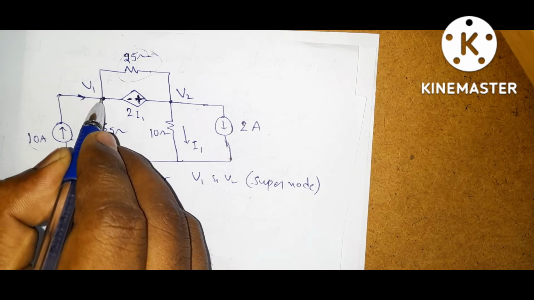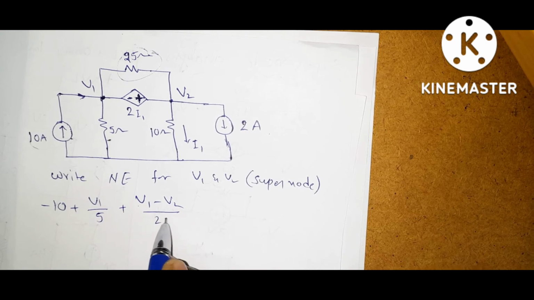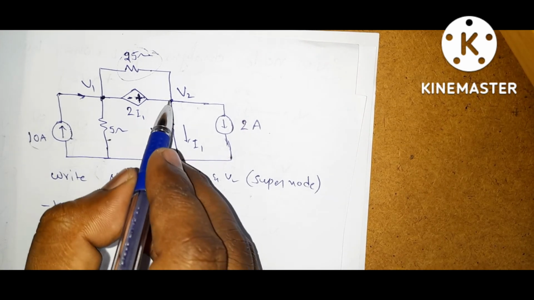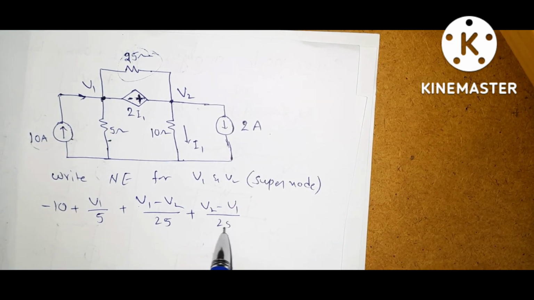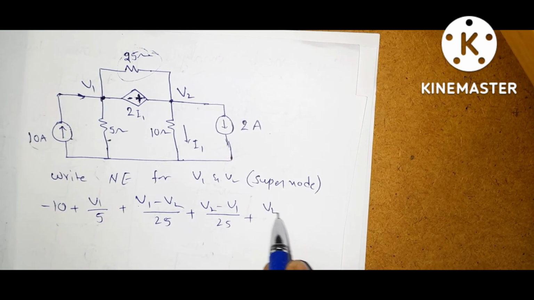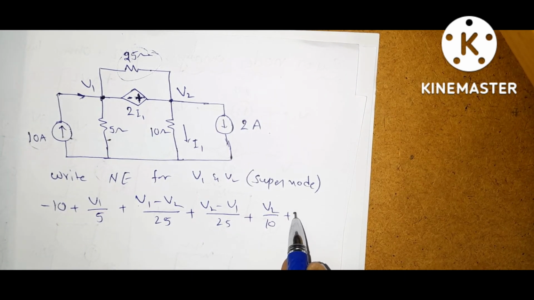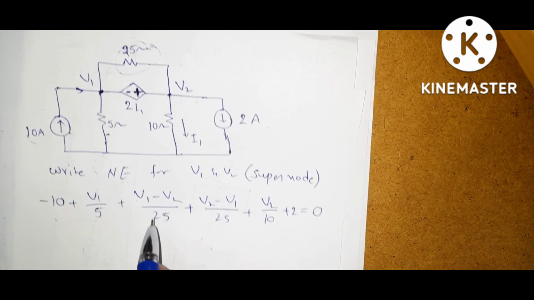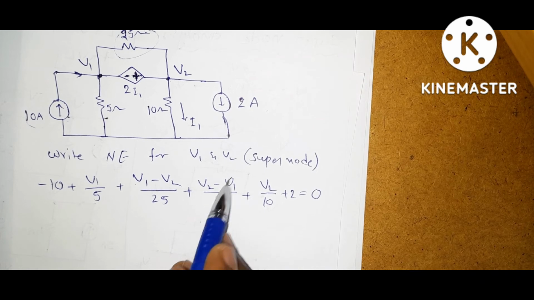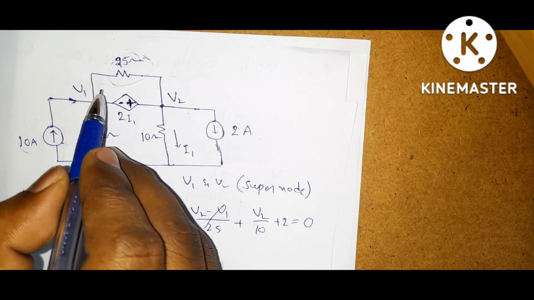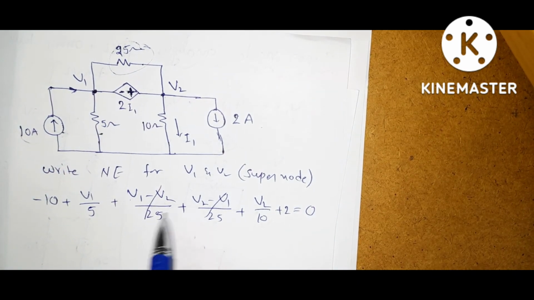That means for this is V1 and V2. V1 minus V2 by 25 plus, coming to this node, so for this branch V2 minus V1 by 25, for this branch V2 by 10, and this current is leaving the node, so it is plus 2 is equal to 0. If you observe here, this is V1 minus V2 and it is V2 minus V1, so both are cancelled. So that's why I am saying you can exclude this resistance or you can write in the equation, but it will cancel.